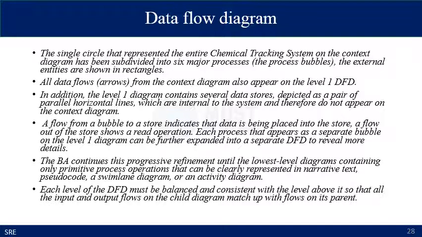So the business analyst continues this progressive refinement until the lowest level diagram contains only small process operations that can be clearly represented in narrative text, pseudocode, a swim lane diagram, or an activity diagram. Each level of the data flow diagram must be balanced and consistent with the level above, so that all the input and output flows in the child diagrams match the flows in its parent level.